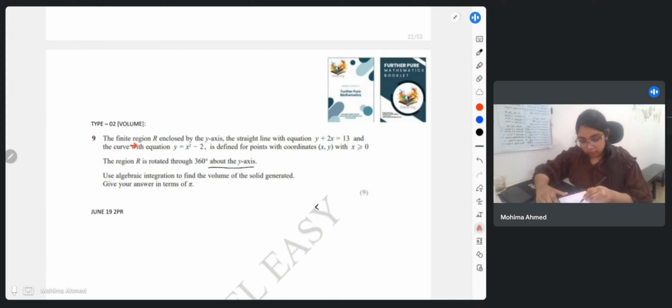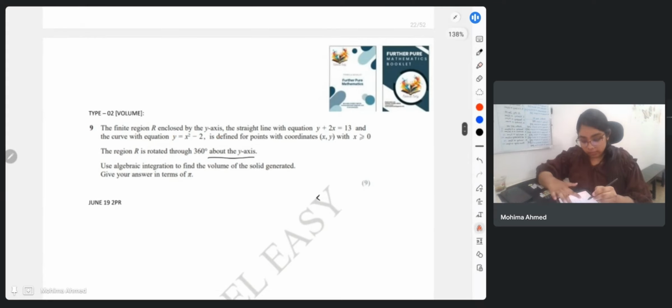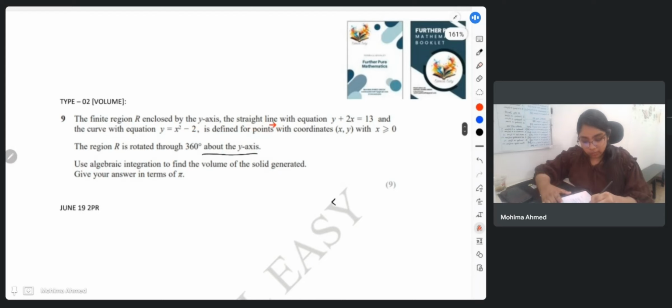It says that the finite region R is enclosed by the y-axis, the straight line with this equation, and the curve with this equation. This is a quadratic graph, defined for points with coordinates x, y, where x is greater than or equal to 0.